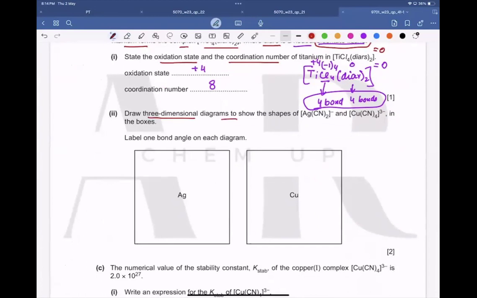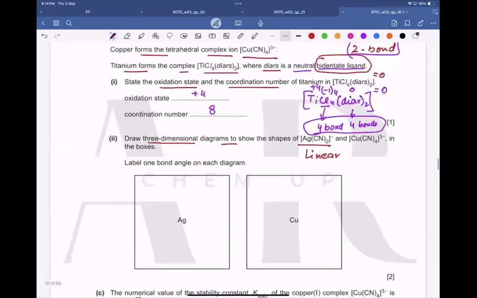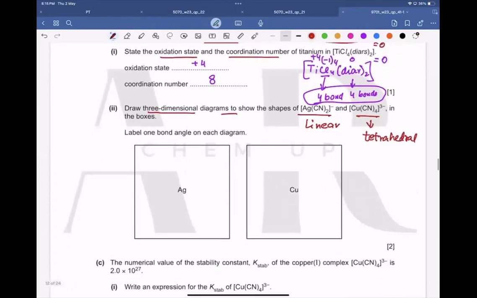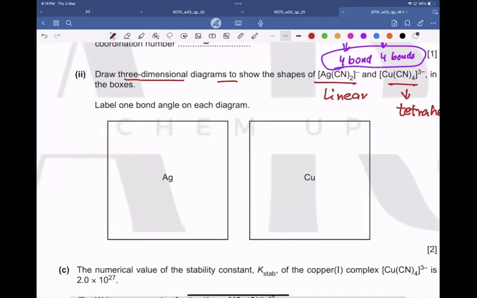Draw three-dimensional diagrams to show the shape of [Ag(CN)2]- and [Cu(CN)4]3-. If you see, they have mentioned it's linear, and for this one, they have mentioned it's tetrahedral. And label one bond angle.